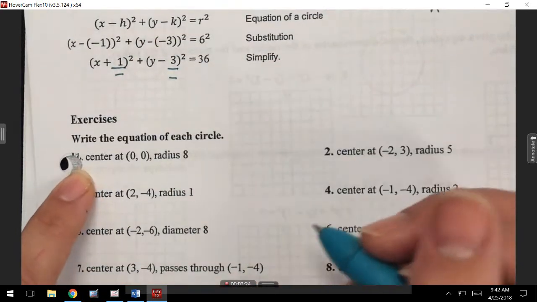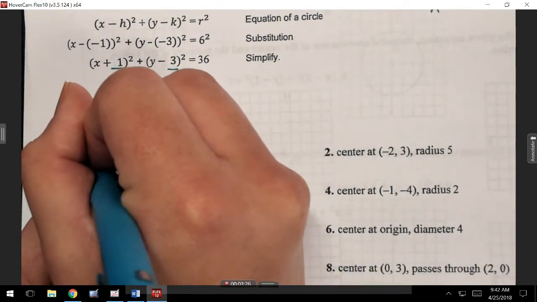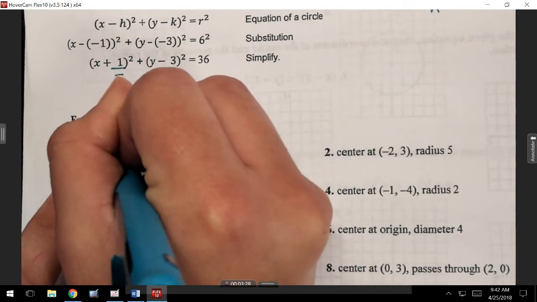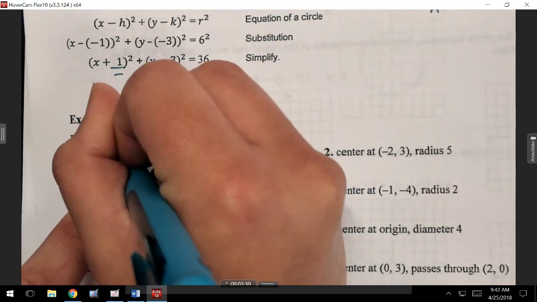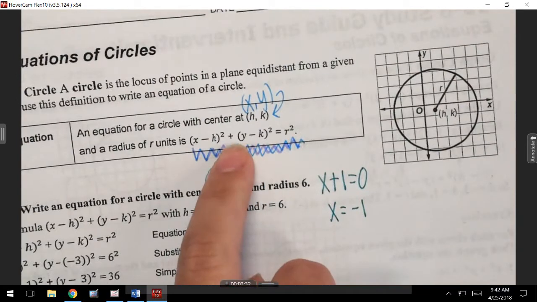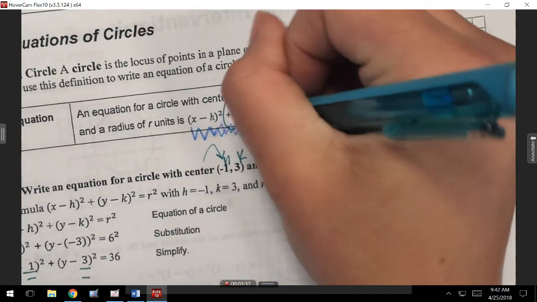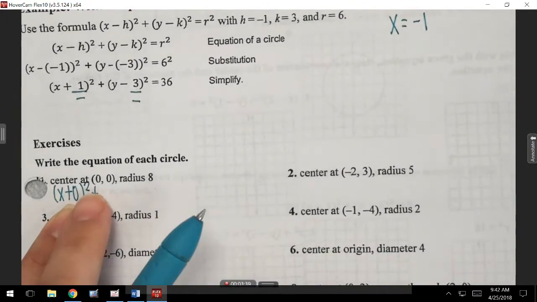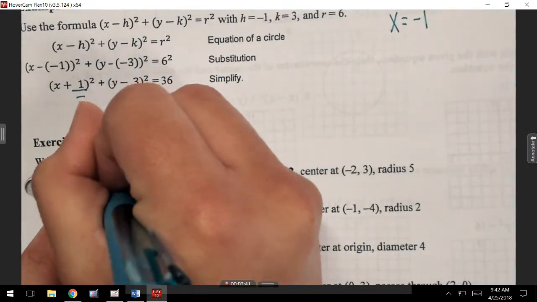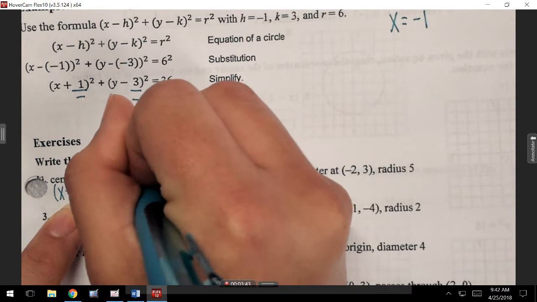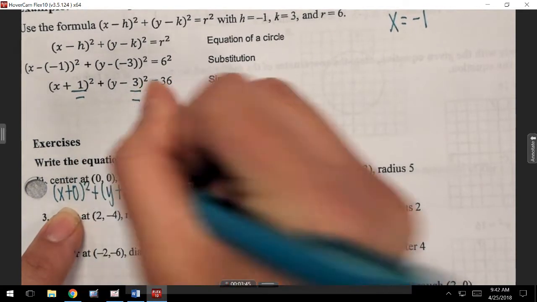So when you plug that into your equation, x plus 0 squared plus, that's always a plus in the middle. It's always going to be a plus in the middle because it's part of your equation. Plus y plus 0 squared equals 8 squared.